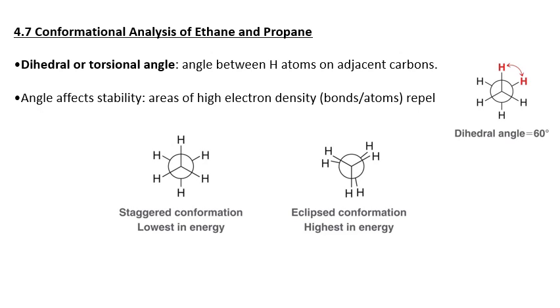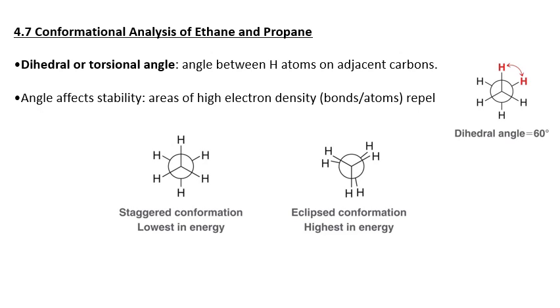This set of video notes is going to cover sections 4.7 to 4.14. If you recall, last time we left off talking about Newman projections, and we're going to use Newman projections to understand different energies of molecules based on their different rotational states. So the first idea that we want to talk about is the dihedral or torsional angle. This is simply the angle between the hydrogen atoms on the adjacent bond.